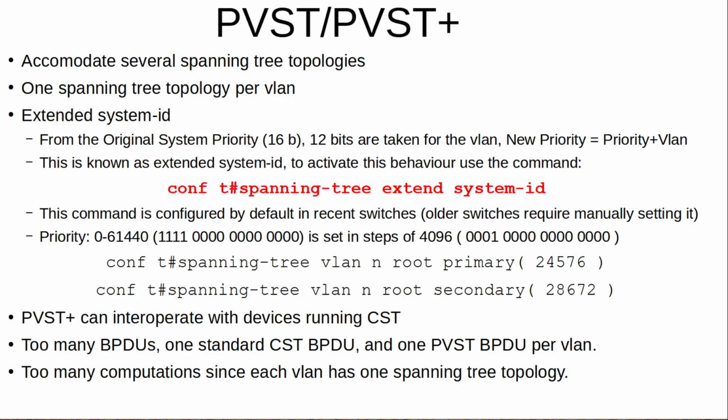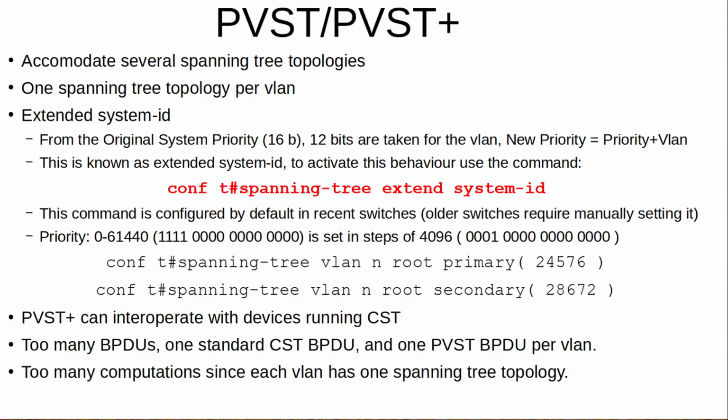So you have new priority minimum and maximum numbers, and you have to set it in steps of 4096. When you issue the command spanning-tree vlan root primary or root secondary, Cisco chooses those default values for the priority, and if you want your per VLAN spanning tree domain of switches to interoperate with common spanning tree, you will have to use per VLAN spanning tree plus.